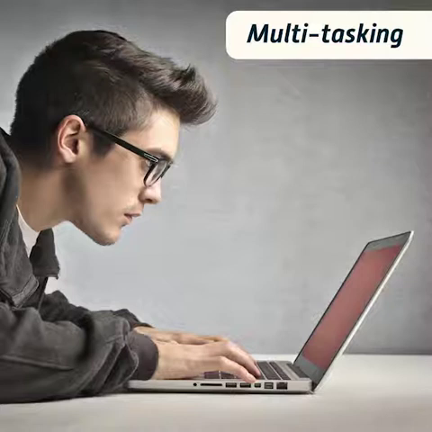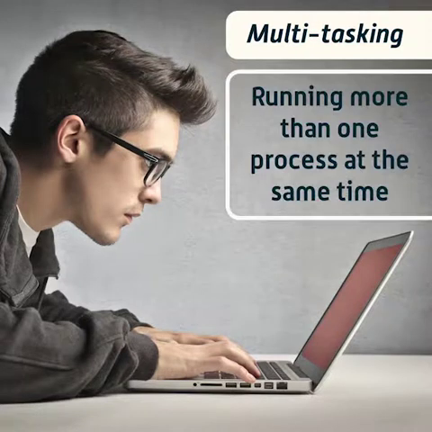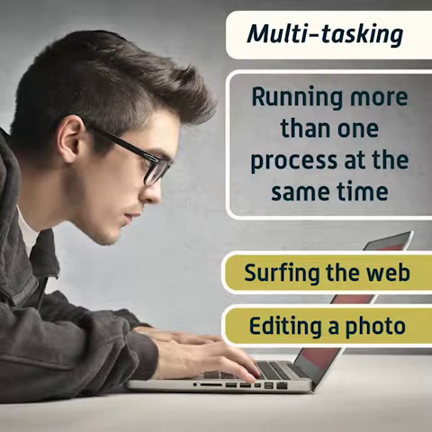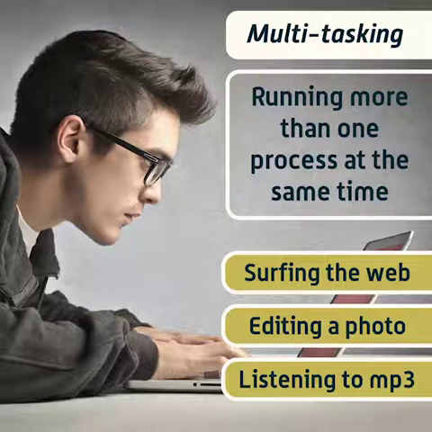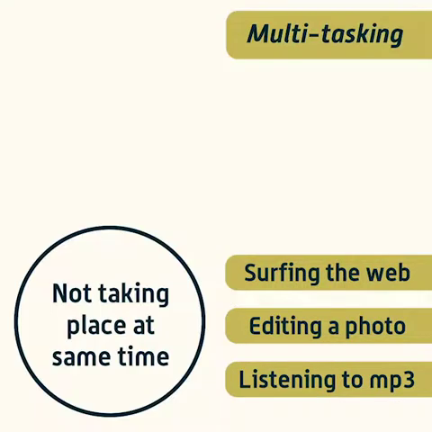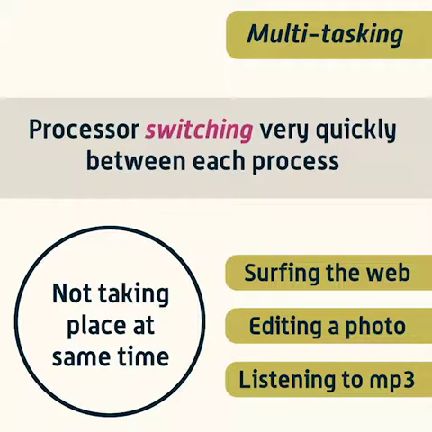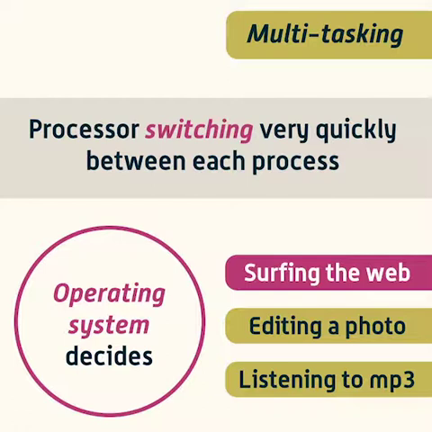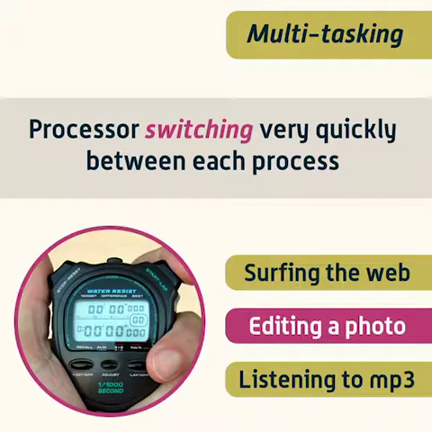Multitasking, in the world of computers, means running more than one process at the same time. For example, you might be surfing the web, editing a photograph, and listening to an MP3, seemingly at the same time on the same computer. In fact, these things are not taking place at the same time. The processor is simply switching very quickly between each process, which creates the illusion of them happening at the same time. The job of the operating system in this case is to decide at any given moment which process should be addressed next and how much processor time should be allocated to it.